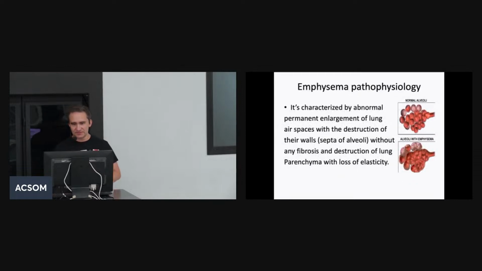So just a few words about emphysema pathophysiology. It's characterized by abnormal and permanent enlargement of the lung air spaces with the destruction of the septa between alveoli. They become one bigger sac, and you can see the difference between normal alveoli and alveoli with emphysema. So then the air trapping will happen there, and the surface for the gas exchange will be decreased as well.